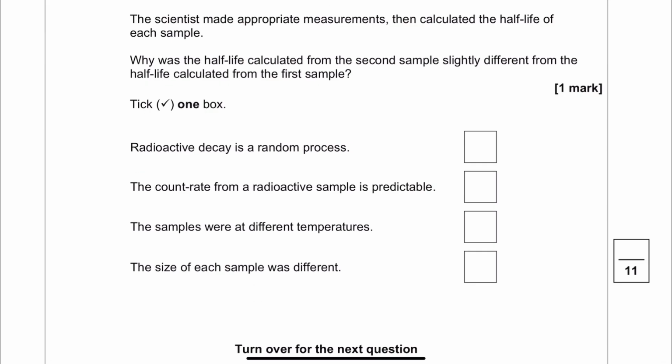The count rate is not affected by the temperature. The size of the sample does not affect the half-life of the radioactive substance. The count rate from the radioactive sample is predictable? It is not a predictable process. Therefore, we can say that radioactive decay is a random process. So the correct answer is a random process.